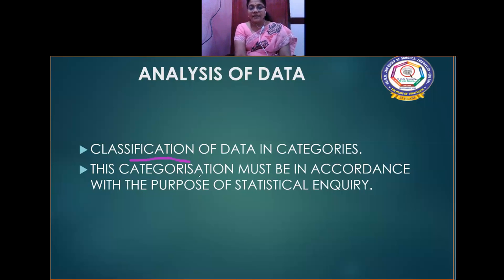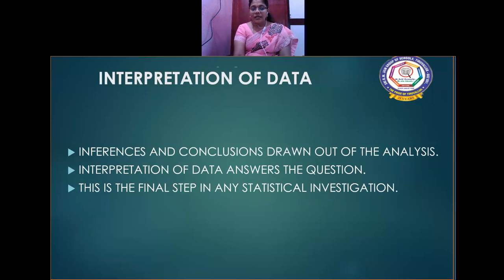This categorization must be in accordance with the purpose of the statistical inquiry. You would have collected data for various purposes, and your goal will be certain things. So according to your need and purpose, your inquiry should be planned, and according to that only, you have to classify the collected data.